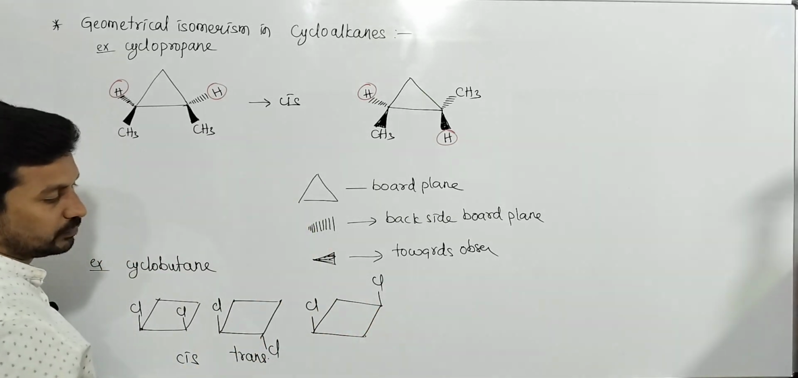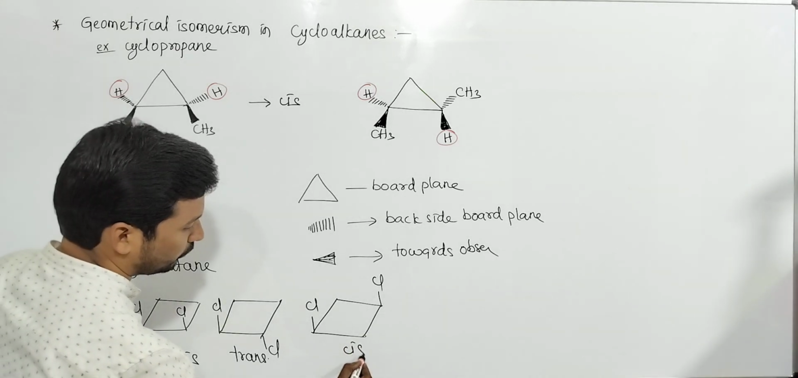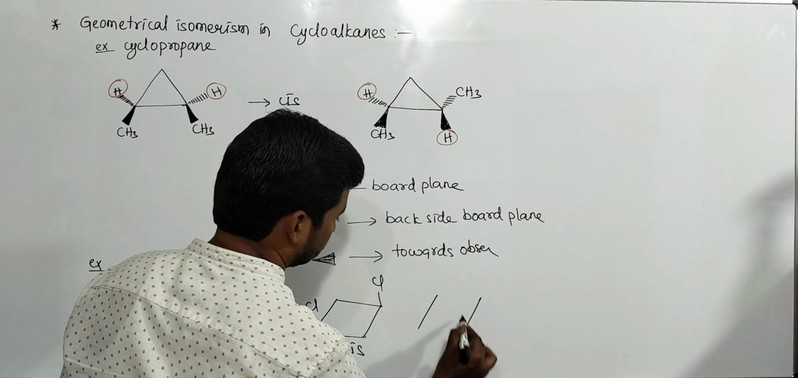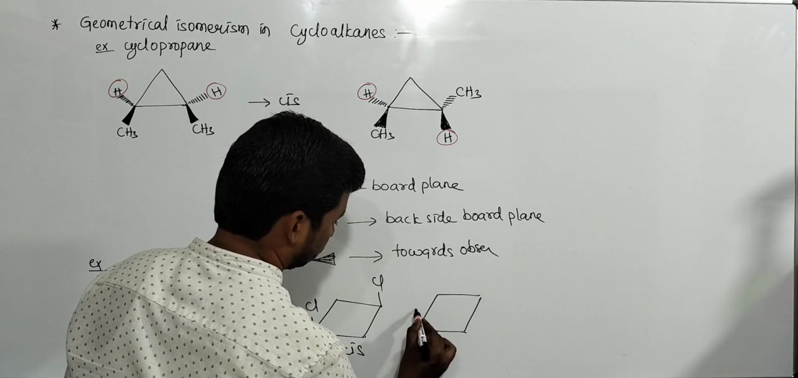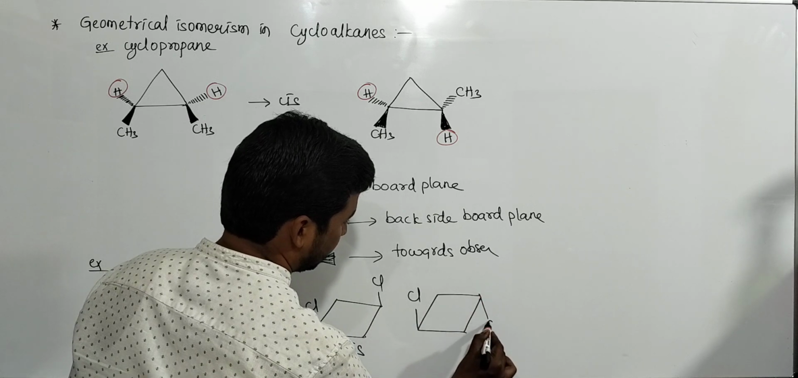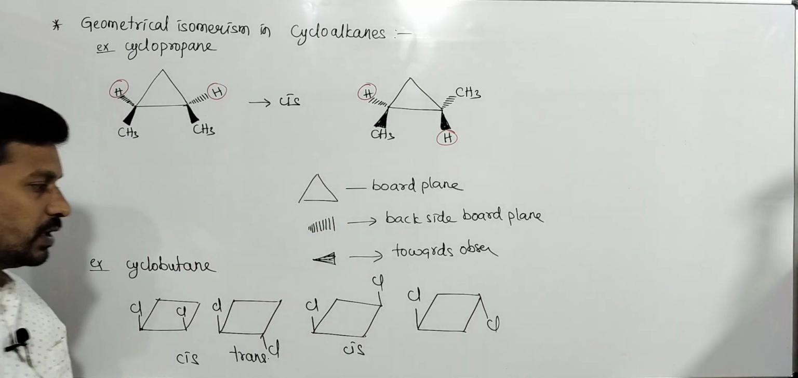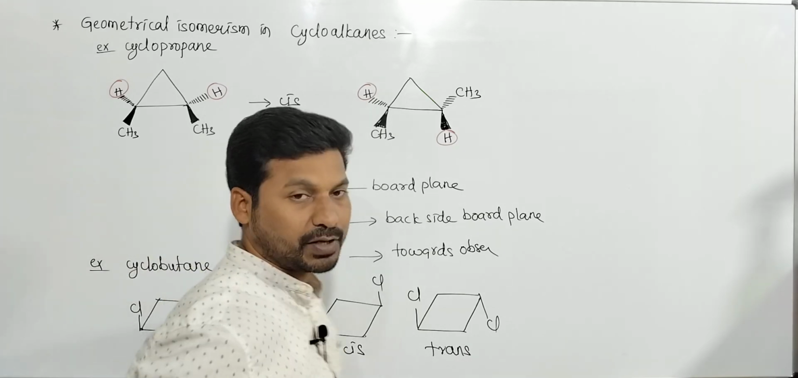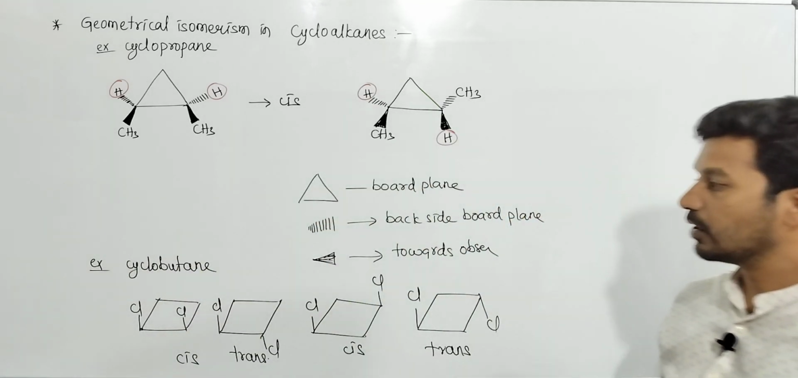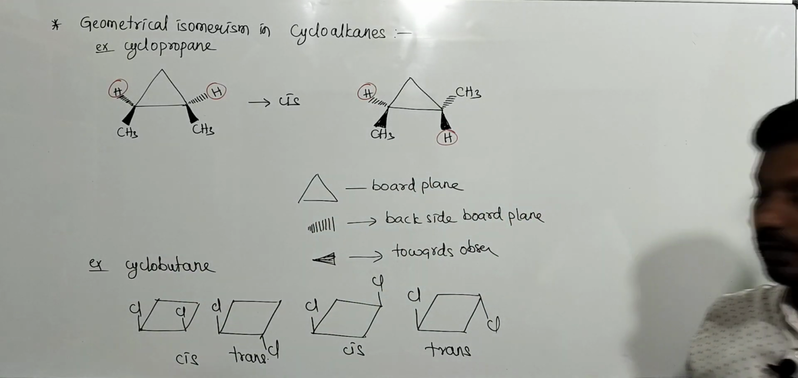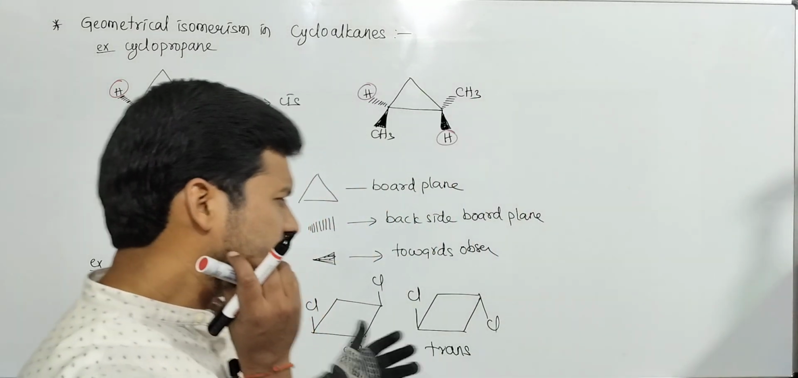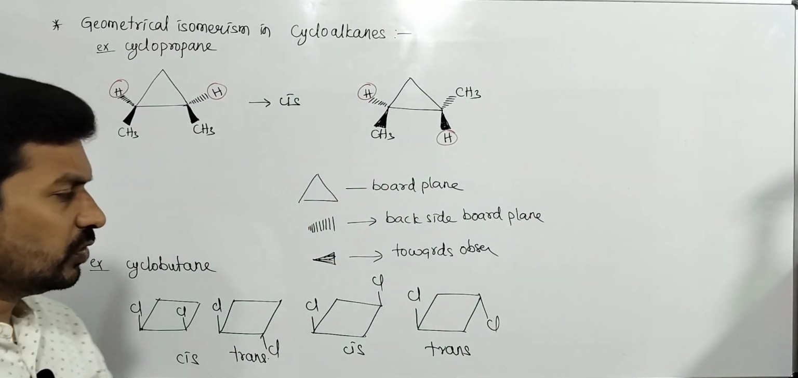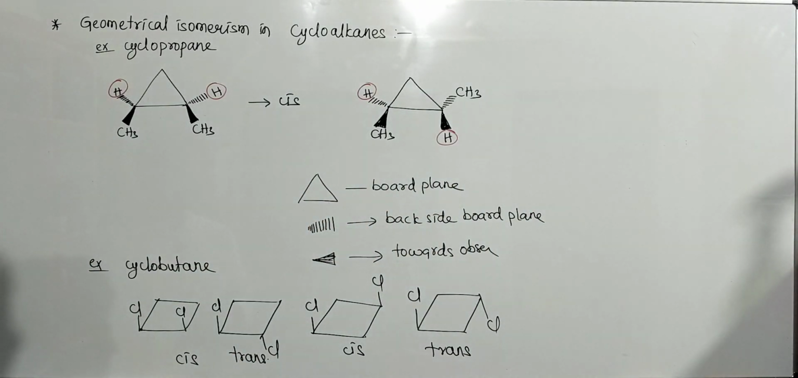Cis: above the plane. One is above the plane, the other is below the plane: trans. So geometrical isomerism is possible in cycloalkanes. Next, in cyclopentane and cyclohexane also geometrical isomerism is possible.